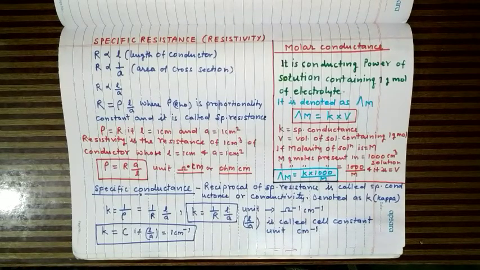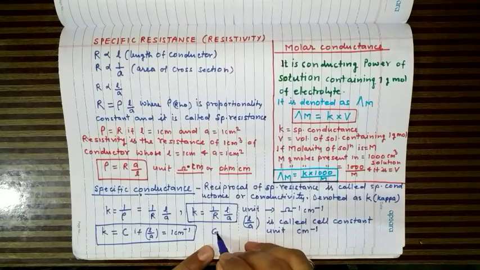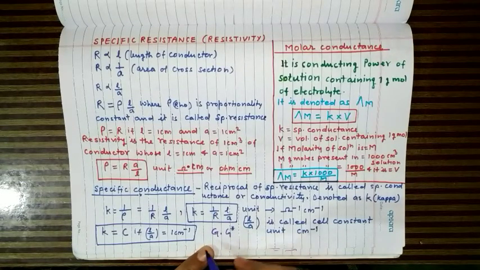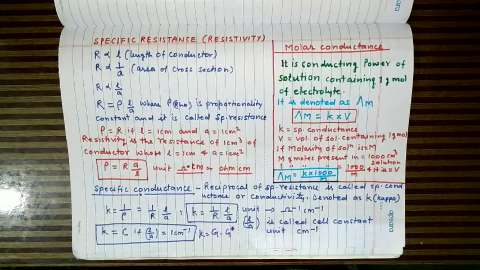So sometimes 1 upon R is represented as G and L by A is represented as G star. So kappa is equal to G into G star, where G is conductance, that is 1 upon R, and G star is the cell constant of the cell in which the electrolytic solution is kept. So G star, that is cell constant, equals L by A.